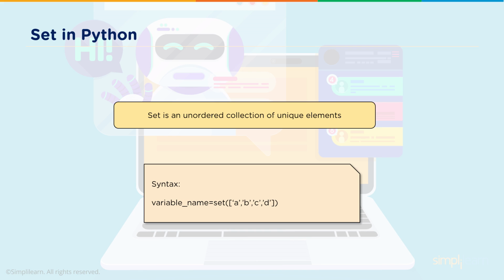Now let's have a look at the syntax of a set. You have the variable name or the set name equal to, and then you use the set method to create the set. You pass to this a list of the elements that you want inside the set. So unlike dictionaries, in sets you don't have key value pairs, it's just the values. Now we'll move back to our Jupyter notebook to demonstrate sets.